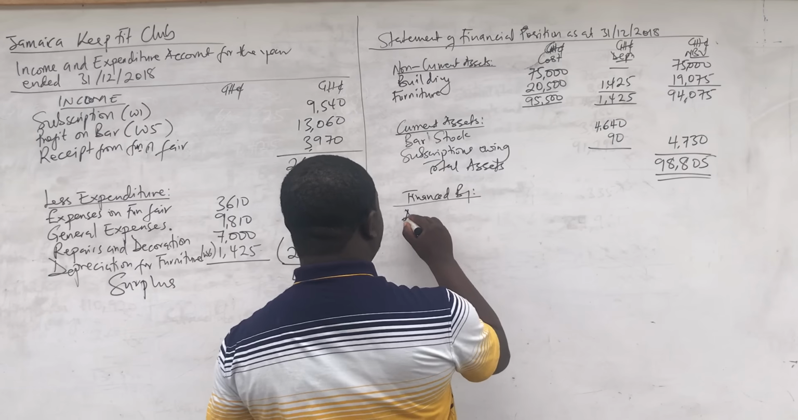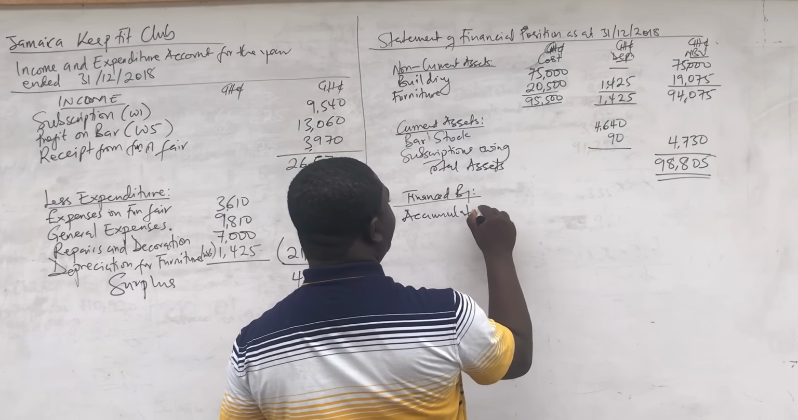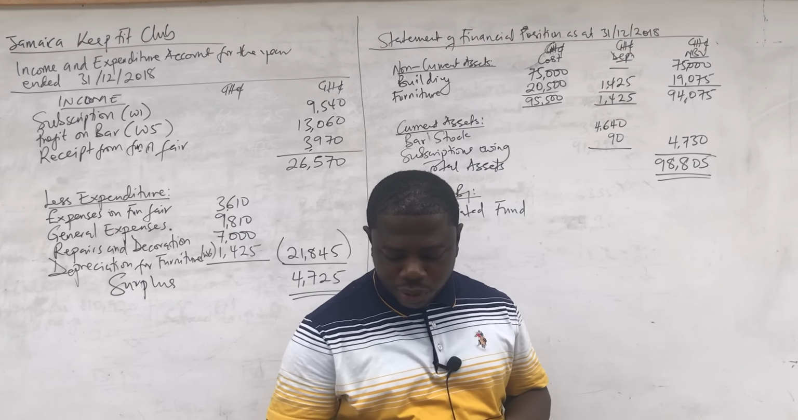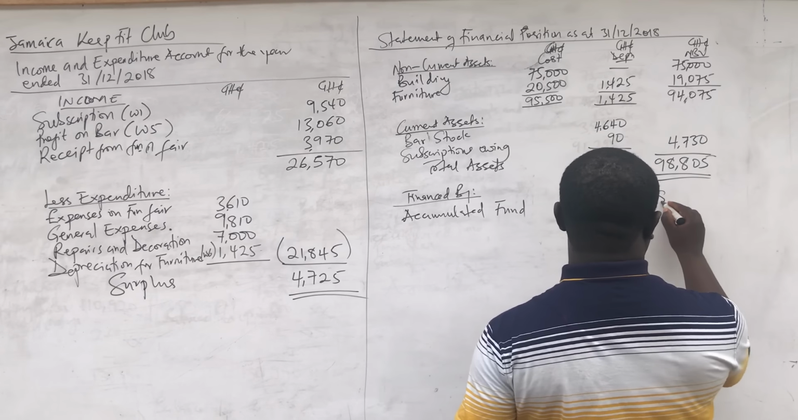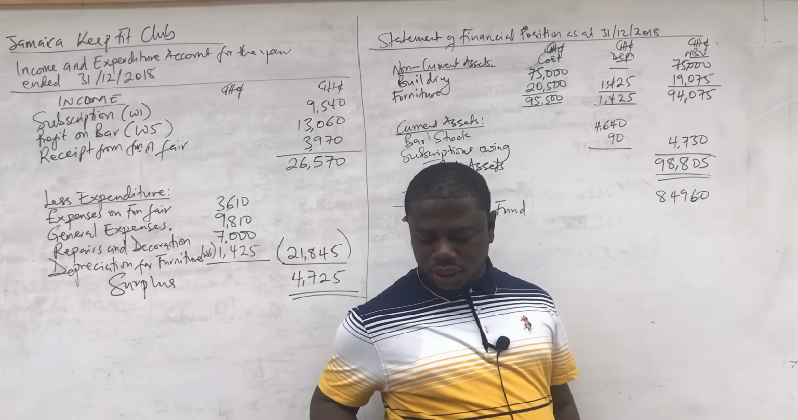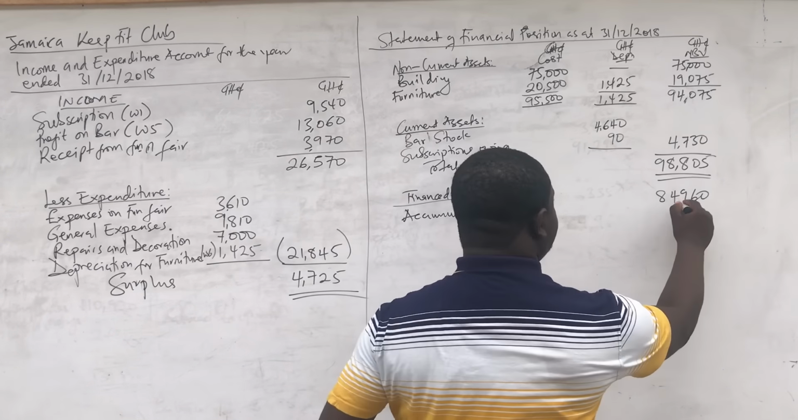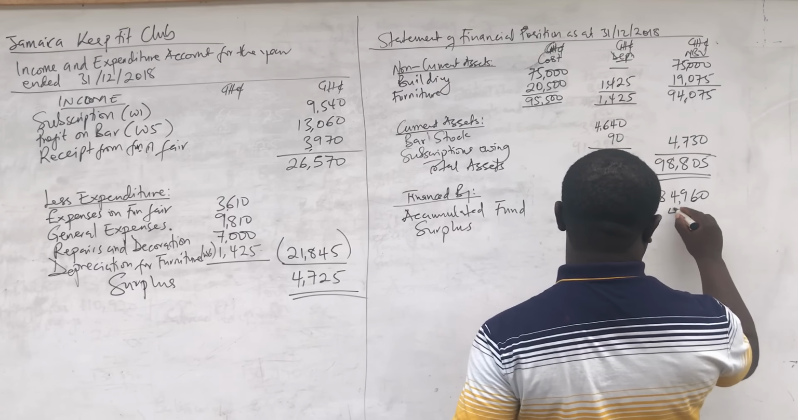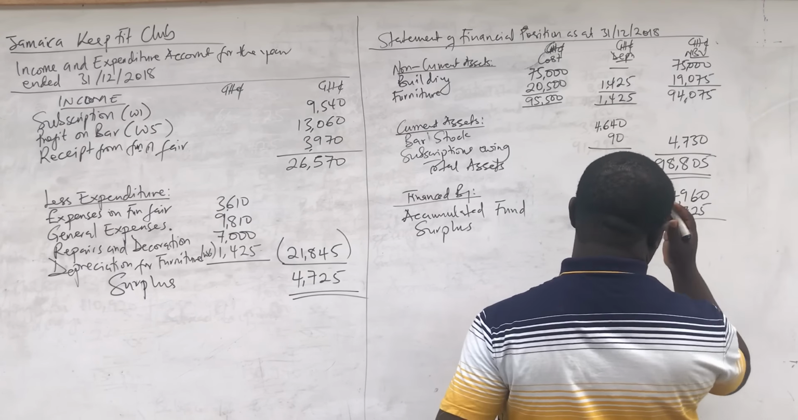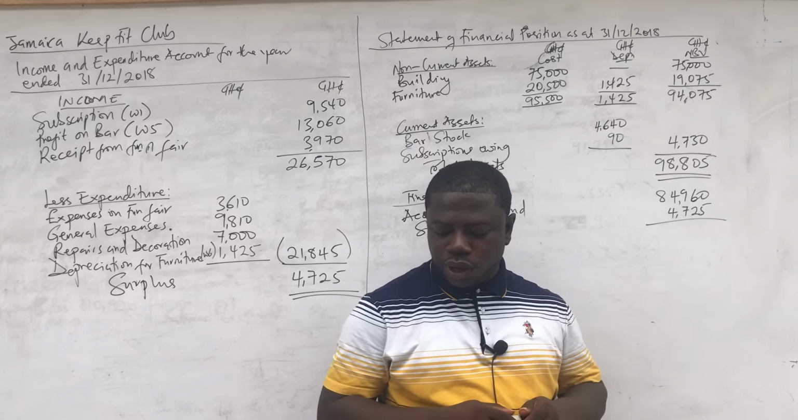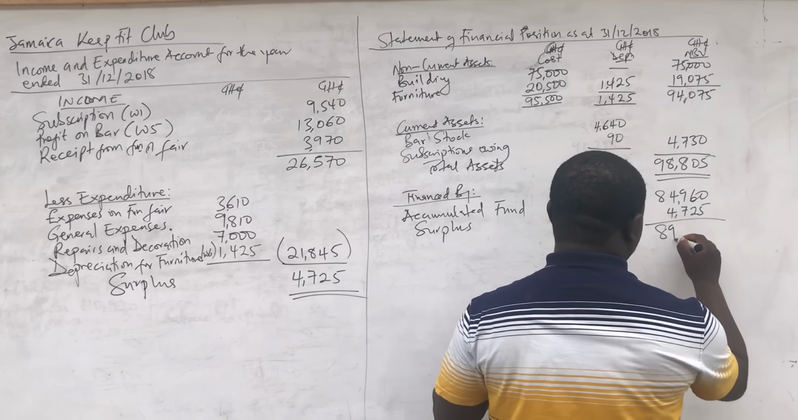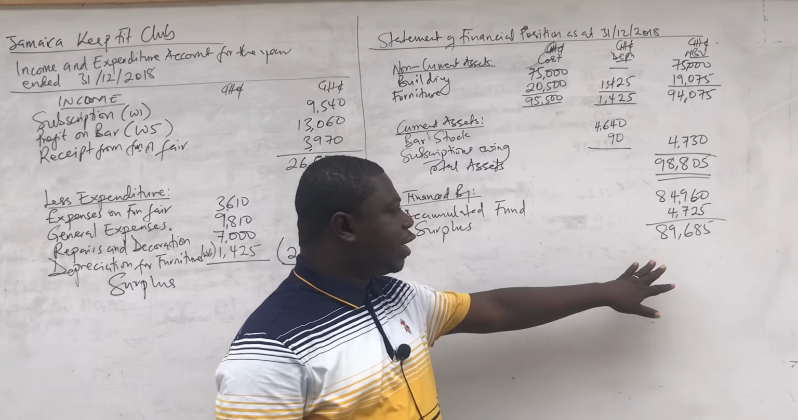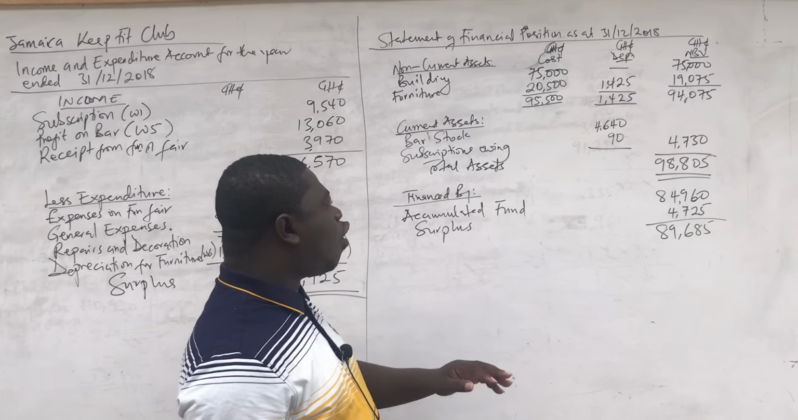And so we are going to bring the accumulated fund that we had from preparing the opening statement of affairs. And from the statement of affairs, the accumulated fund that we had was 84,960. That is the accumulated fund. And then we add the surplus from the income and expenditure account, which is 4,725. And so when we add the surplus to the accumulated fund, we are going to have 89,685. And that is going to be the equity side for the club.